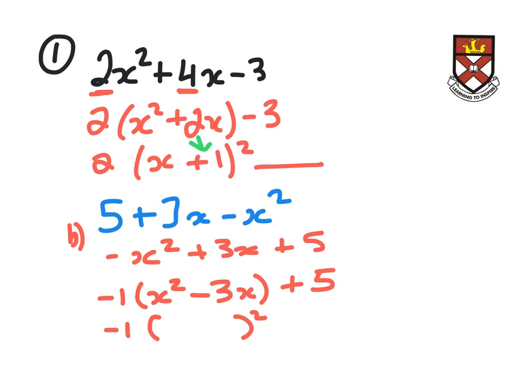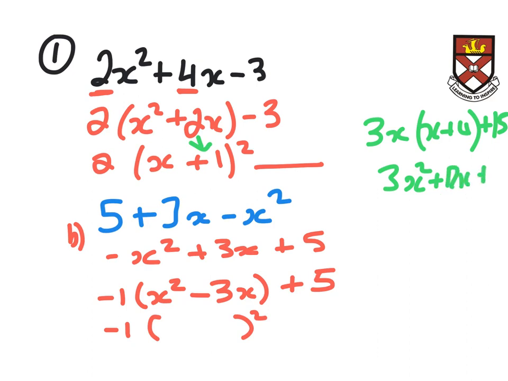When it comes to part C, which is 3x bracket x add 4 add 15, the first thing you need to do is remove the brackets. 3x squared add 12x add 15, and then take your common factor, then do your squared, then get your number at the end.